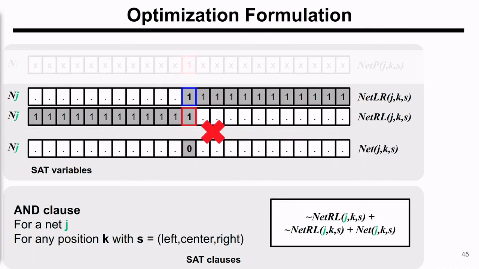Finally, for the horizontal span, we perform AND clauses between the previous side detections. For any position k and psi s, if both leftmost and rightmost are active, we constrain the horizontal span to not be 0.